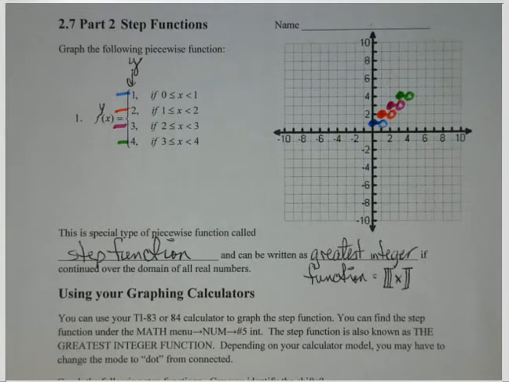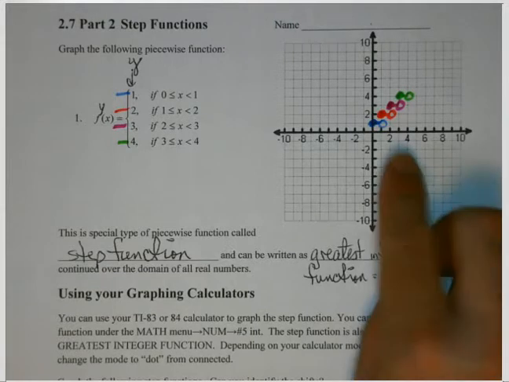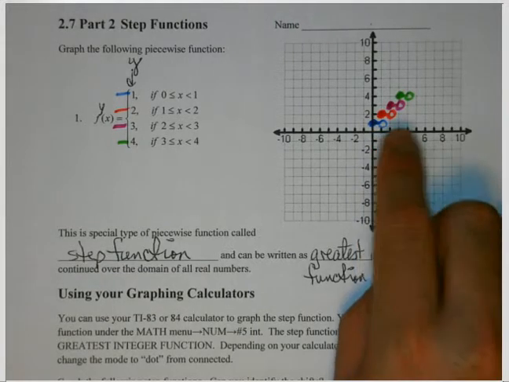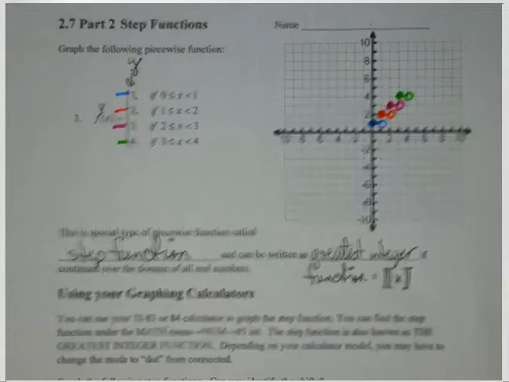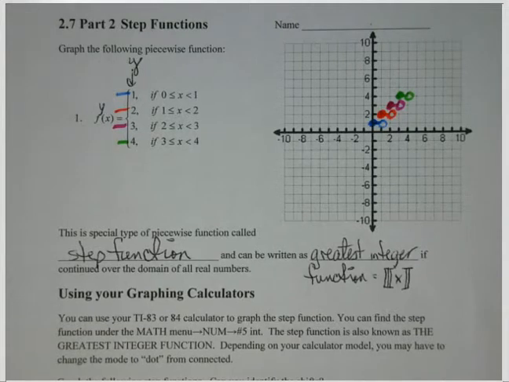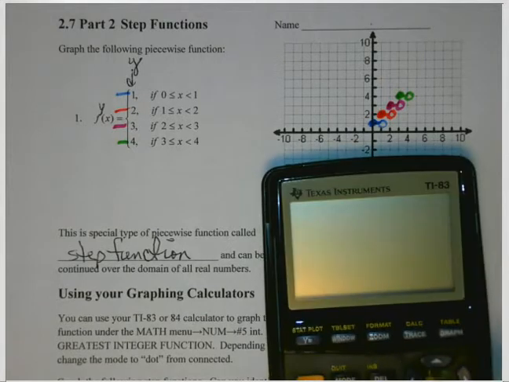So you can use your graphing calculator to graph this. Now, do you have to have one? No, because this is your basic step function, and all we're going to do is shift it sometimes. We might lengthen the step a little, we might shift it up or down or left or right, but it's always going to work the same way. So, I'm going to pop my graphing calculator up here on the screen.